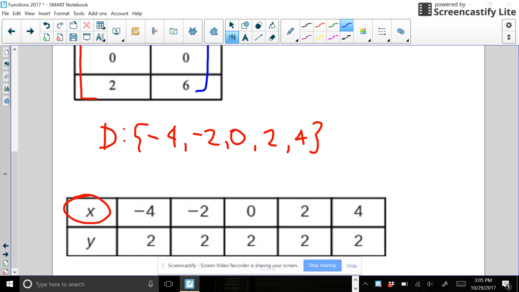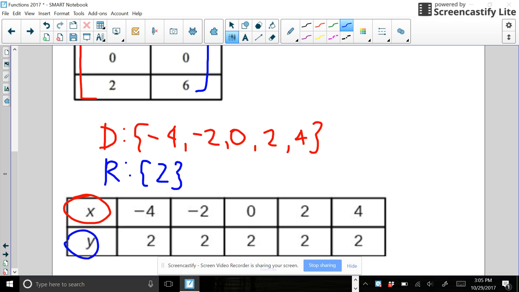Our range are all our possible Y values, our outputs. If we take a look at our table, at our Y's, it looks like we only have one number in that set. We do not have to write repeats, so we just write the number 2. That is the only item in our range.